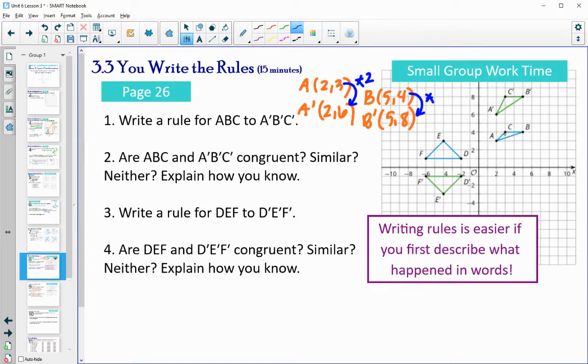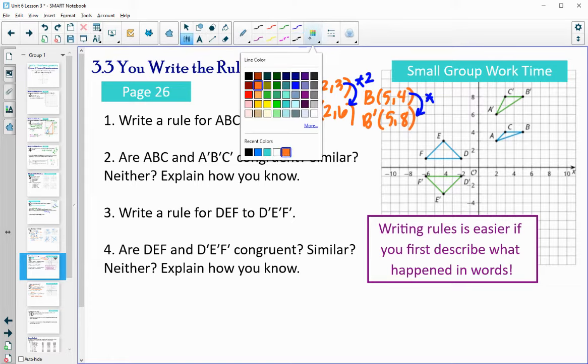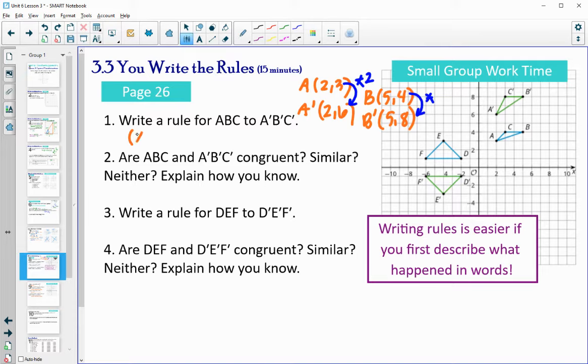So this is the point 3, 4 to 3, 8. So the Y value did, in fact, just double. So then our rule here would be that X comma Y maps to the same X value, but 2 times the Y value.